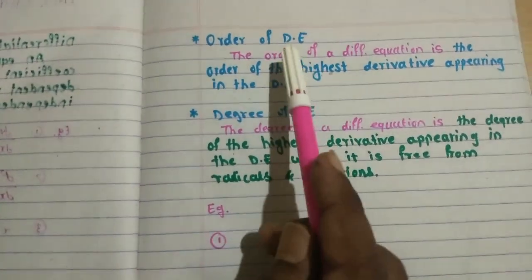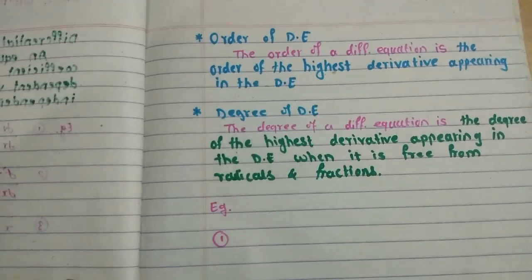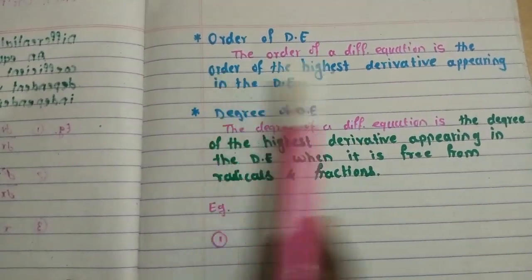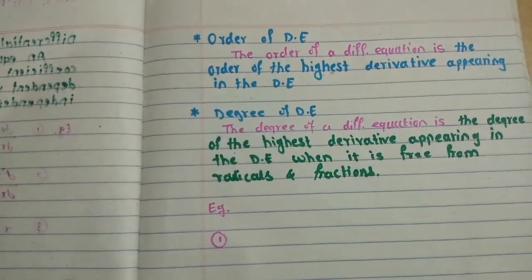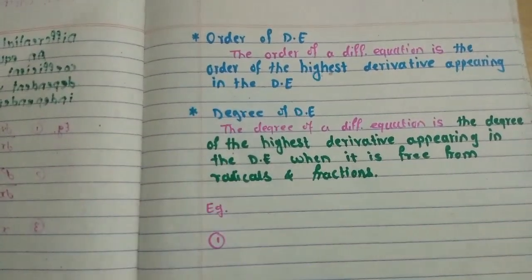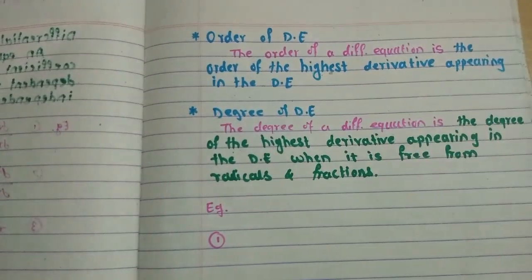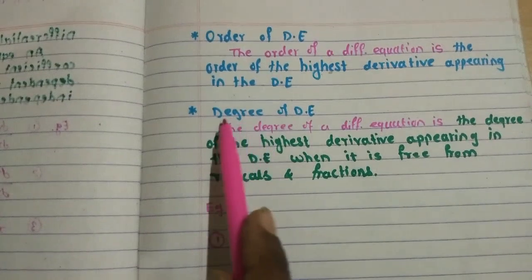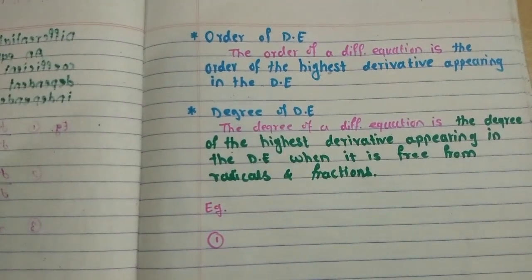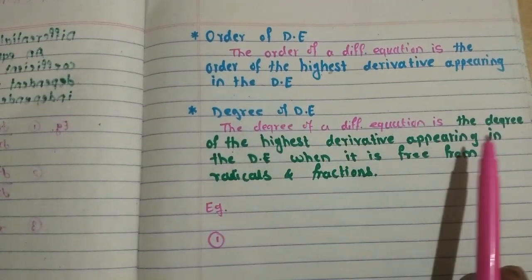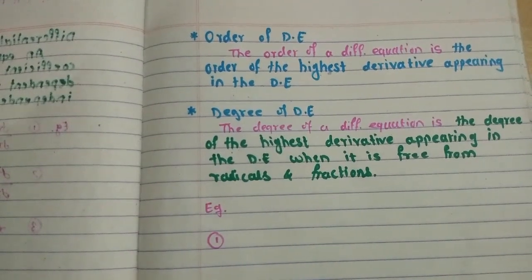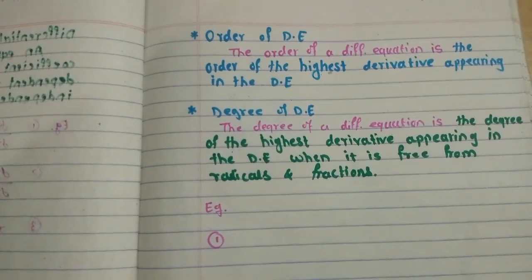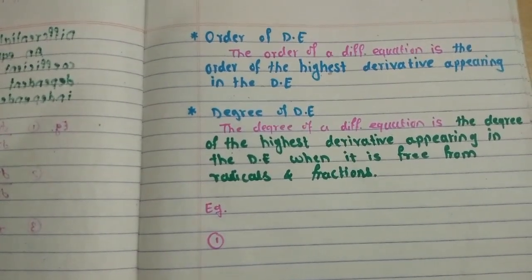Order of a differential equation means the order of the highest derivative. If there is a highest derivative appearing in the differential equation, then we say that it is the order of the differential equation. Degree of a differential equation is nothing but the degree of the highest derivative appearing in the differential equation when it is free from radicals and fractions. Radicals means square root, cube root.